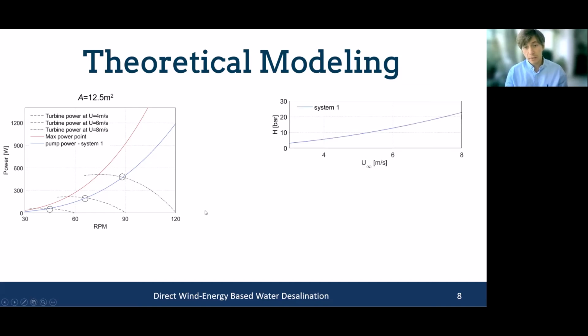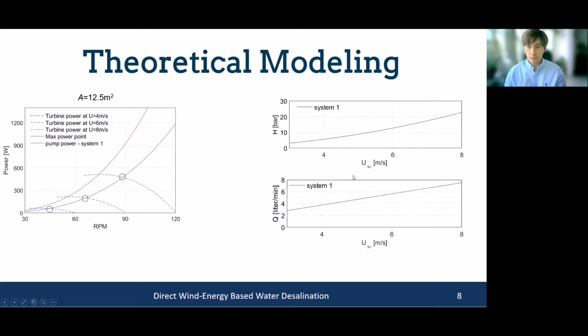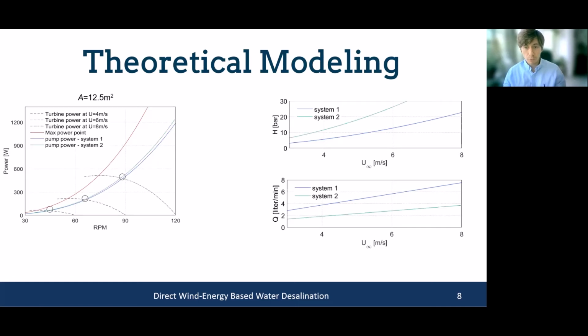So for the system, we get a certain pressure that changes with the wind speed and a certain volumetric flow rate. And if we want a system that will create, let's say, more pressure because the water is more saline than in other places, we can just change the pump, we change the system a bit, and we're still going to work at very high efficiency, but we will have higher pressure. So this is what's nice about the system. We can change the pressure at different wind speeds, but we won't affect the maximum efficiency of the system.